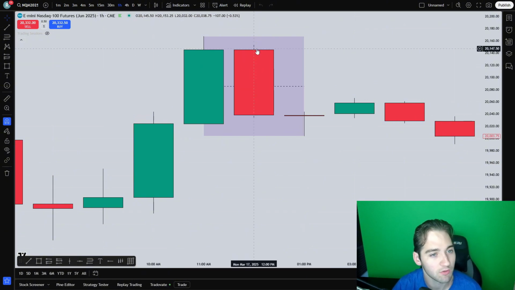Okay, and remember, what do the wicks tell you? Well, the wicks tell you what price did during the 1 hour time frame. So price opened up here. Price must have come up here during the 1 hour. Price came up to this high, came down to this low, little stringy part, then came up a little bit and closed right here.